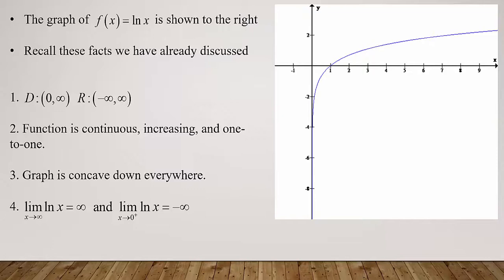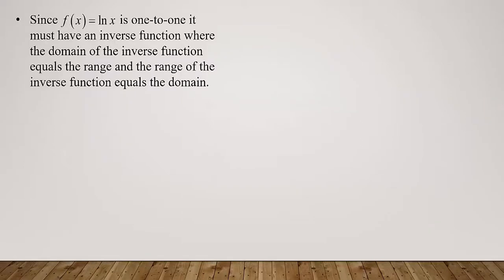So before I go on, since the function natural log x is a 1-to-1 function, it has to have an inverse function. And the domain of the inverse function has to be negative infinity to infinity, and the range has to be 0 to infinity. These are items that we reviewed about inverse functions in section 7.1. So again, we know it's 1-to-1, it has an inverse function, and we just said what the domain and range would equal for the inverse function.